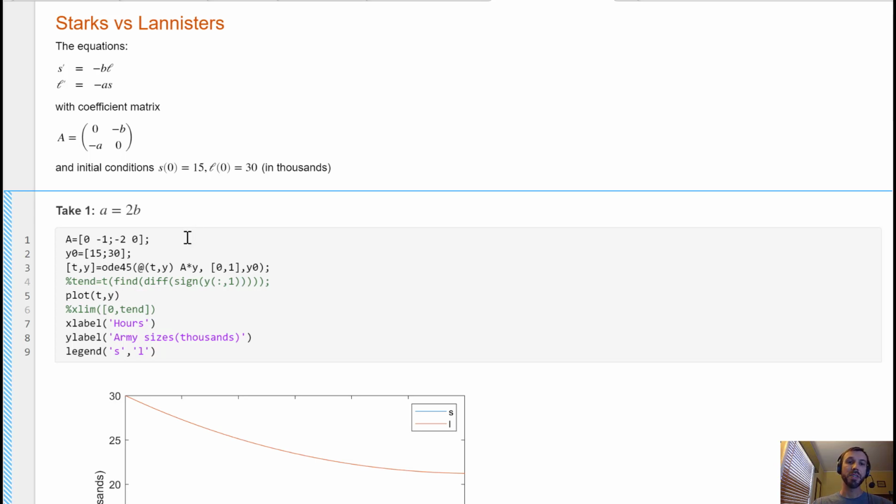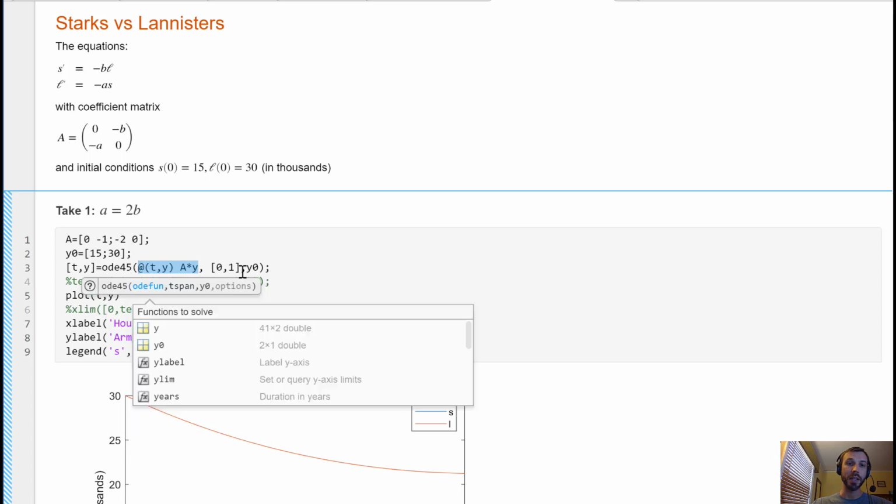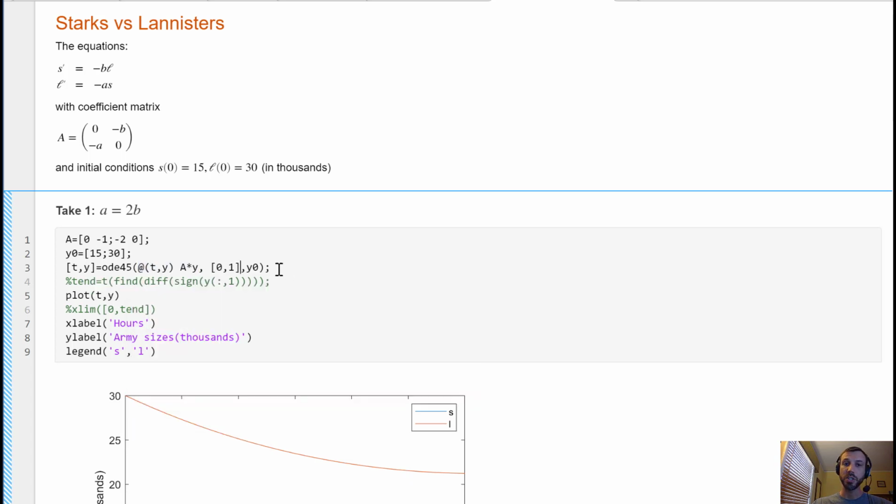The first step in solving systems of equations with Matlab is to define your coefficient matrix A and your initial conditions y0. Once you've done so, since this is a linear homogeneous system, we can simply define our rate function as A times y. I can enter my initial conditions as y0, and I can enter my t interval as 0 to whichever time I want to run the battle up to. We're just going to try 1 hour here to see what happens.